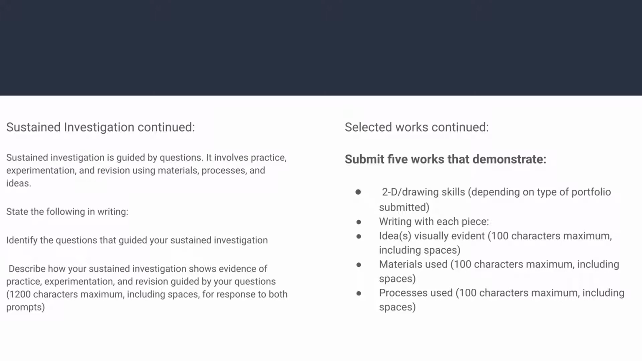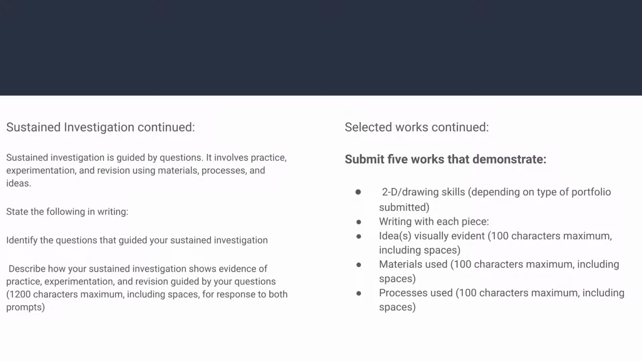The first part, which is what we spend a lot of time on in these first couple weeks, is identifying the questions that are going to guide your sustained investigation. So it's really thinking about what you are interested in and how that is guiding the work that you're creating. You will be describing your sustained investigation and how you demonstrate that through your work using 1,200 characters. We will do a little bit of a draft in the beginning, but we actually end up writing the majority of that at the end, which when you see some examples, I think that'll make sense to you.